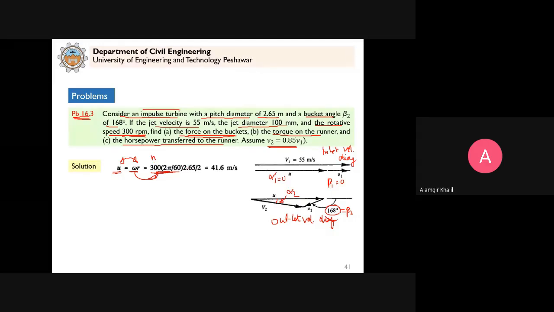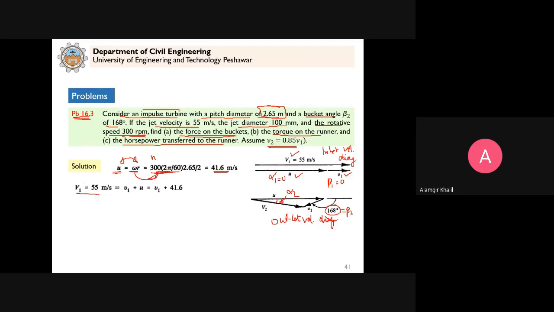So multiply by the radius, which is half of the pitch diameter. The pitch diameter is 2.6. So this is u. Now we have calculated u. V1 is given as 55 meters per second, so we can calculate small v1, the relative velocity at inlet.